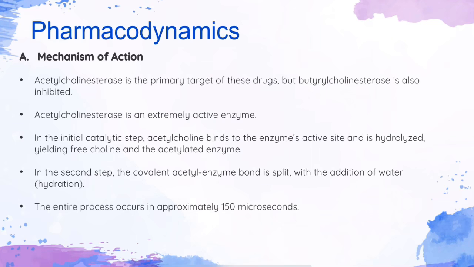Acetylcholinesterase is the primary target of these drugs, but butyryl cholinesterase is also inhibited. Acetylcholinesterase is an extremely active enzyme. In the initial catalytic step, acetylcholine binds to the enzyme active site and is hydrolyzed, yielding free choline and acetylated enzyme. In the second step, the covalent acetyl enzyme bond is split with the addition of water, or the process of hydration. So the entire process occurs in approximately 150 microseconds.